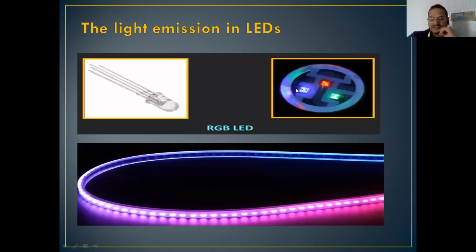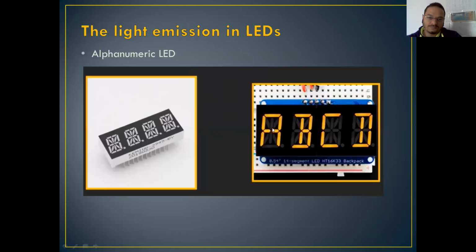RGB is different and more modern than the others, I think, because here we have four terminals at the chip. Almost always three of them are cathodes and one of them is an anode. The same LED can generate different colors, and we can use it in applications like that. Alphanumeric LEDs we can use in the scientific calculator, the digital watch, and many applications like that to show the numbers in a proper way.